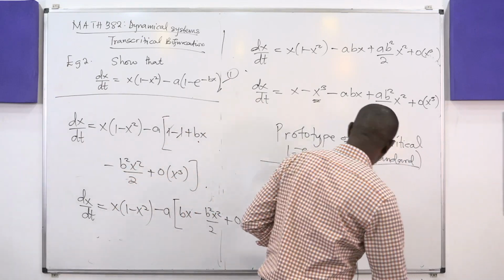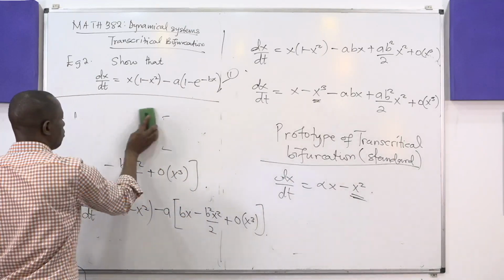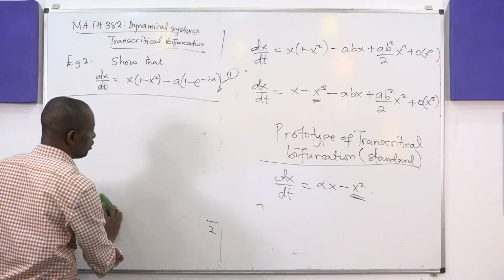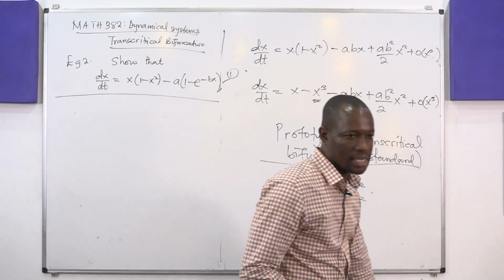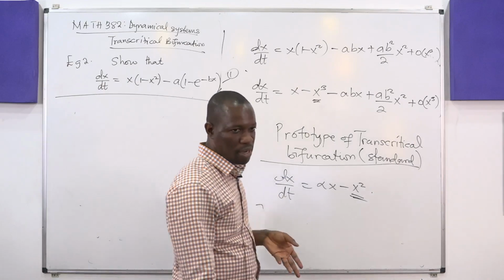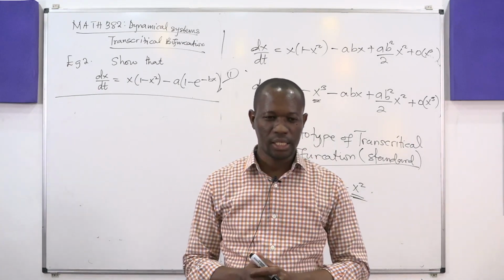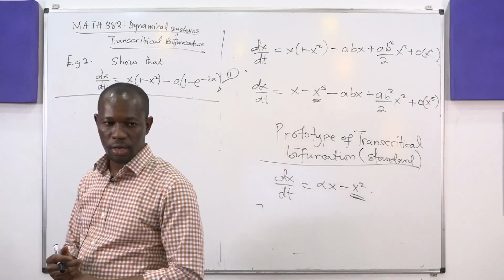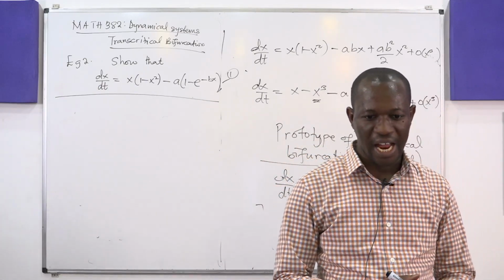look here. What we are doing is that the question said that we should show that this differential equation undergoes transcritical verification. And for transcritical verification, there is an exchange of what? Of the stability. Is that okay? Exchange of stability.